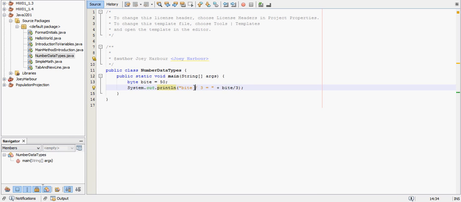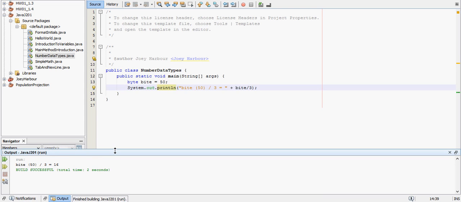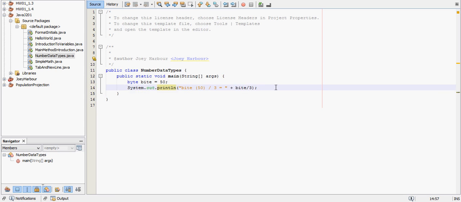I'll put 50 in parentheses here. So 50 divided by 3 equals 16, but if you think about it, 16 times 3 is going to be 48. What they did there is they just completely forgot about the decimal. They don't round up or down, they always round down no matter what, I guess.